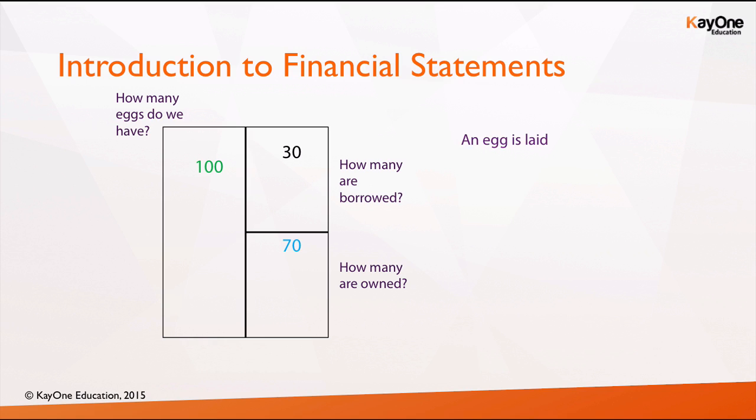Now, what happens when an egg is laid in your farm? There are two things that happen. On one hand, which is on the left hand side, the number of eggs you have increases by 1. On the other hand, since the egg has been laid in your farm, you own this egg, and therefore the number of eggs that you own increases by 1.